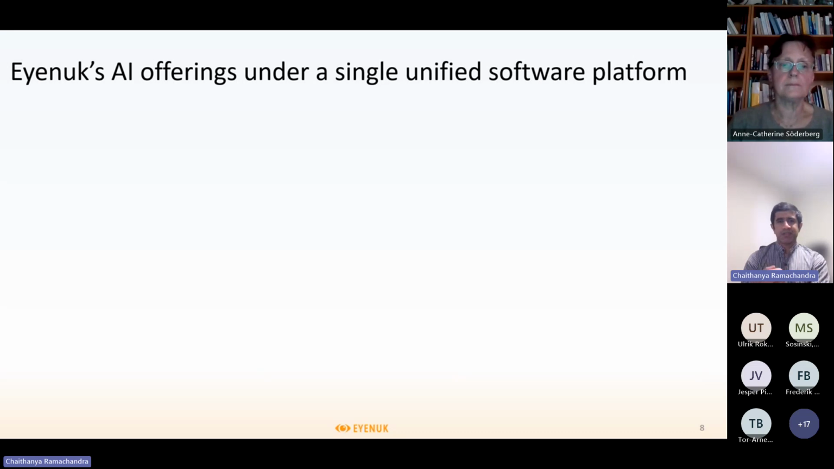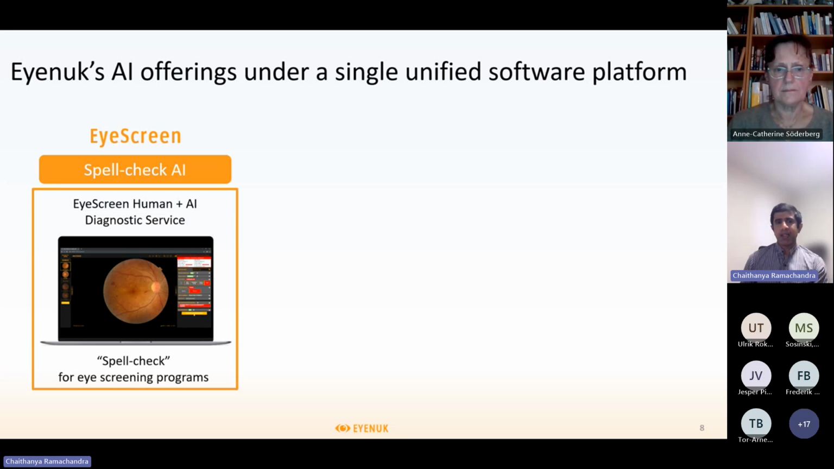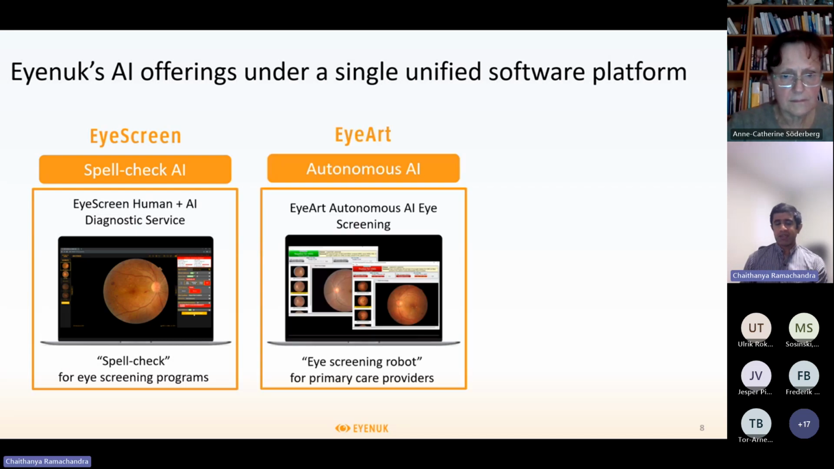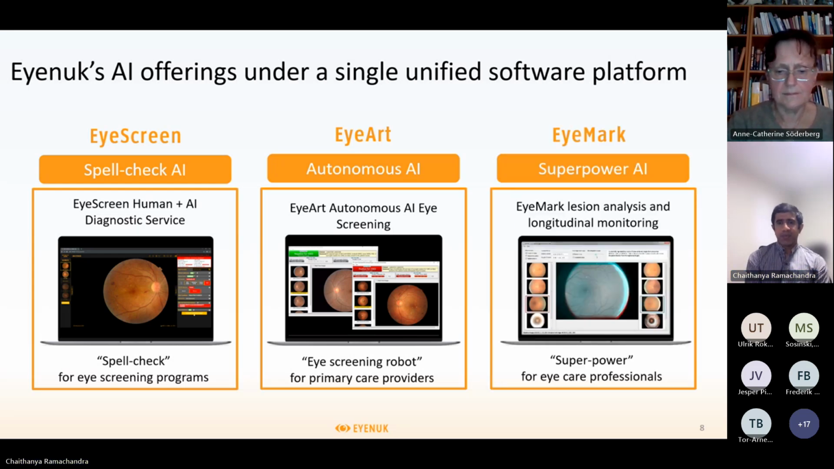Inox AI's offerings, all under a single united platform, have these three flavors as well. We have iScreen, which is spell check for eye screening programs. We have iArt, which is the eye screening robot for primary care providers. And finally, we're working on iMark, which we believe will give the superpower to eye care professionals.